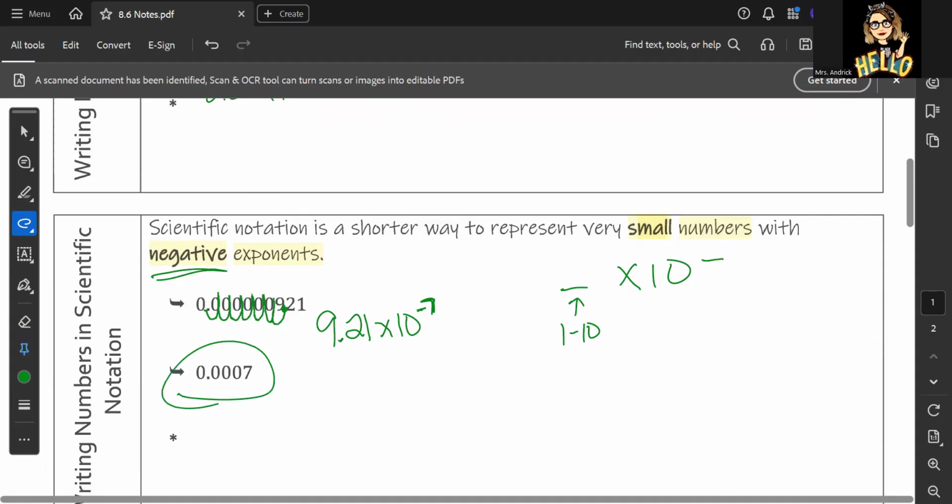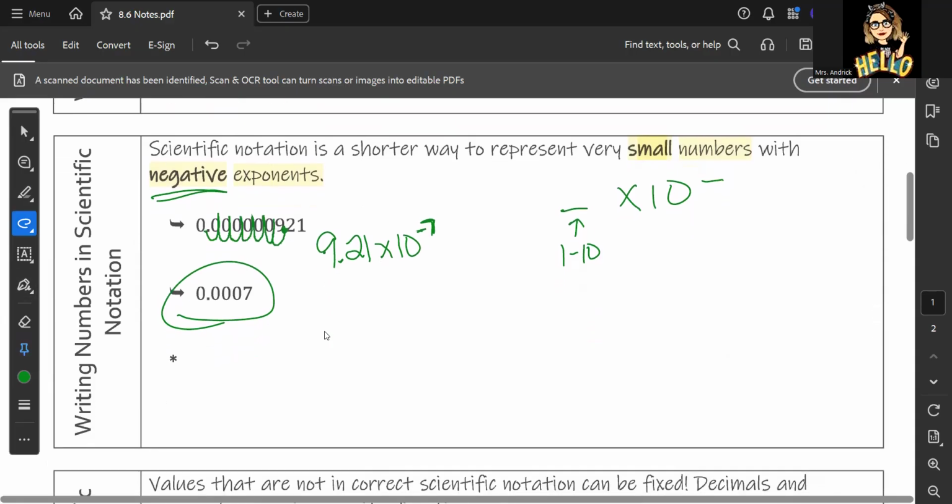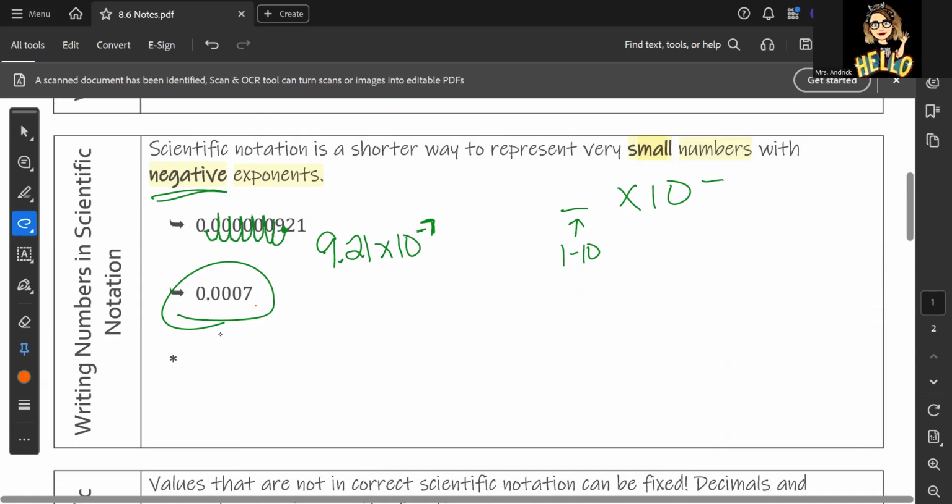Okay, can you try this last one for me right there? Try that last one. So in this case, we do want to move it all the way to the end there. So it's 7 times 10 to the 1, 2, 3, 4, -4. Okay.